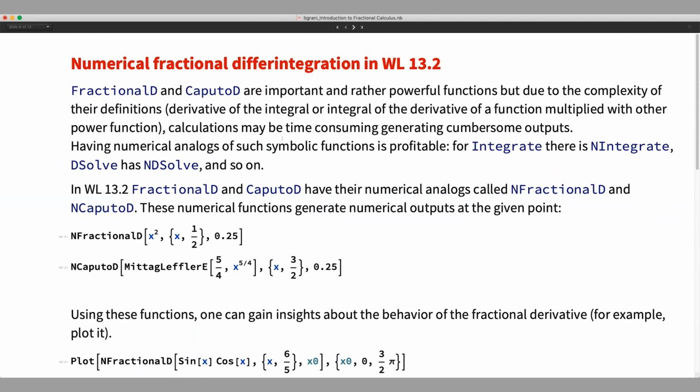And in 13.2, we have implemented the numerical versions of fractional D and Caputo D, because of course fractional D and Caputo D are important and rather powerful, but as of their definitions, when you are applying them on complex functions, then these calculations might take a lot of time. And also for some cases, they can generate very big and not understandable results, and they can even generate some results including Root objects and so on. So having numerical analogs is profitable. For example, for Integrate, we have NIntegrate, for DSolve, we have NDSolve. And now for FractionalD and CaputoD, we have NFractionalD and NCaputoD.